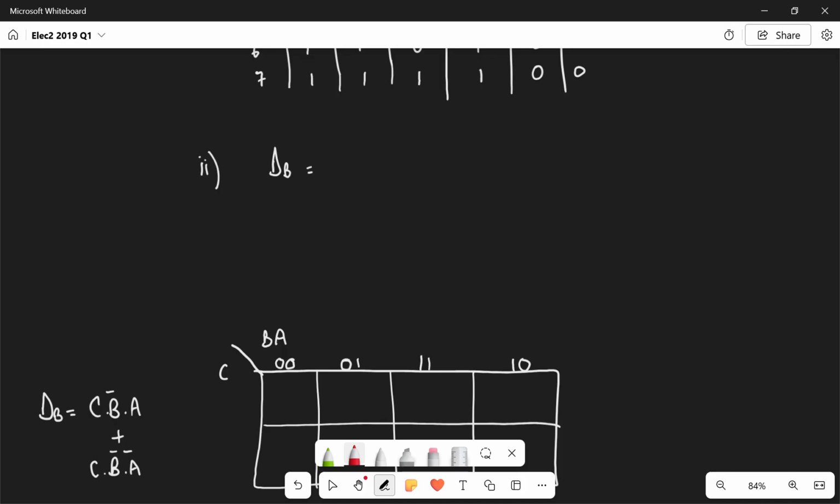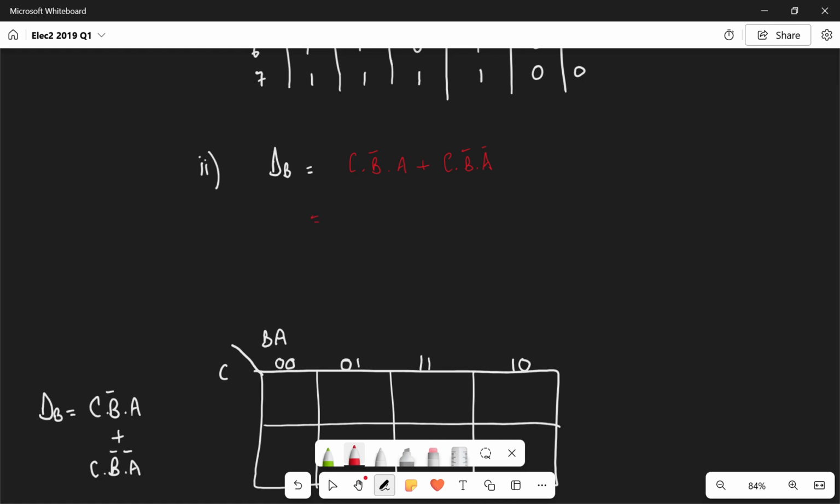Write down a Boolean expression for DB in terms of CBA, then simplify so that it only uses 2 gates. We've got the ability to do Boolean or a Karnaugh map, so I'm going to do Boolean first. DB is only high in 2 cases, and that's 1, 0, 1 and 1, 0, 0. So DB is equal to C and not B and A, or C and not B and not A.